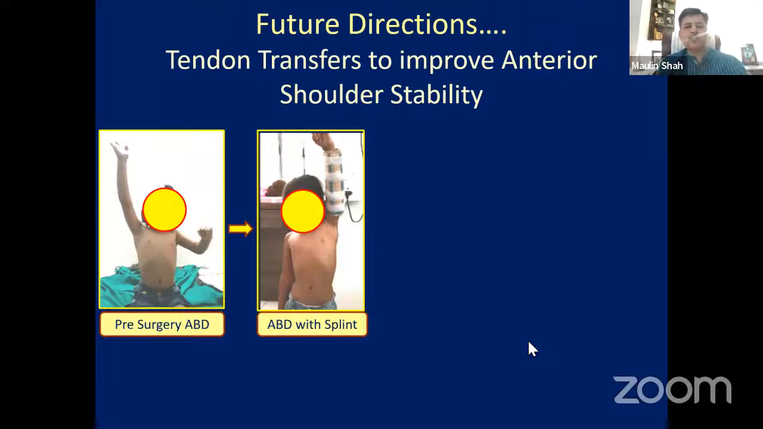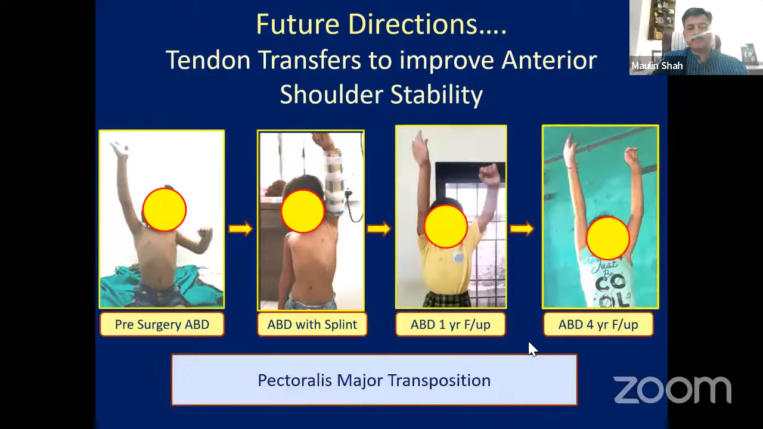This is an example where the child's elevation improved after putting an elbow block test splint from say 60 to 180 degrees. And we performed pectoralis major transposition in this patient. We took the clavicular part of pectoralis major, shifted it laterally, and stitched it to the greater tuberosity of the humerus.